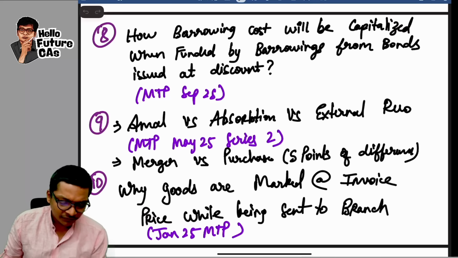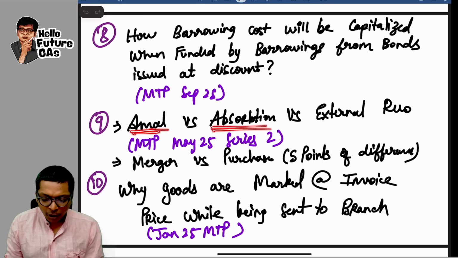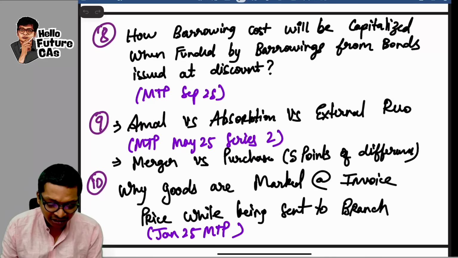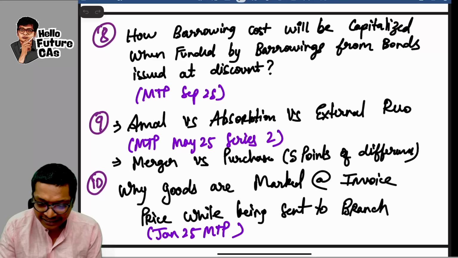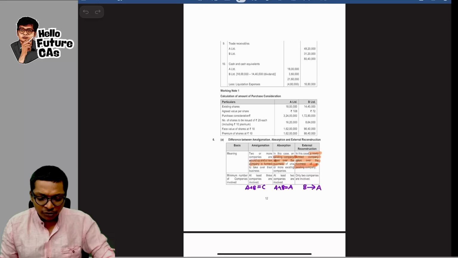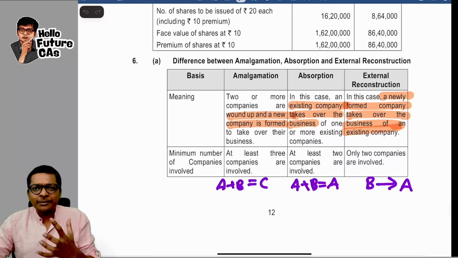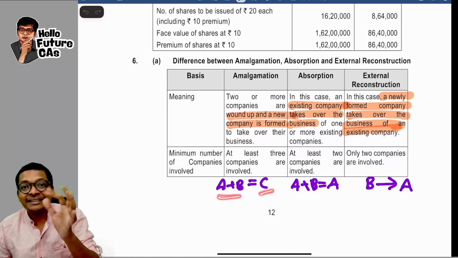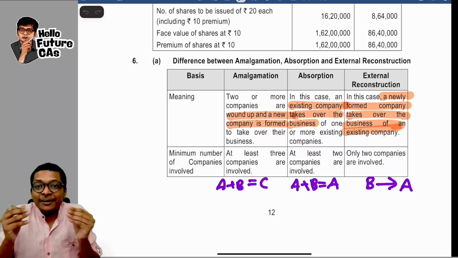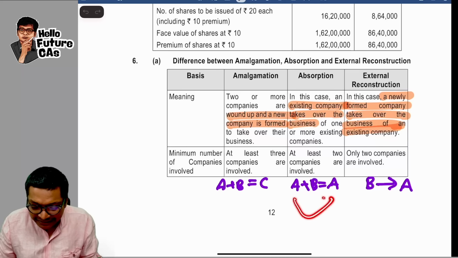Next question. Amalgamation versus absorption versus external reconstruction. Very old, MTP May 25 Series 2, it is there, guys. So if I show you that, this is basically very simple. Amalgamation means two companies coming together, A plus B becoming C. Absorption means A plus B becoming A. So A is taking over B.